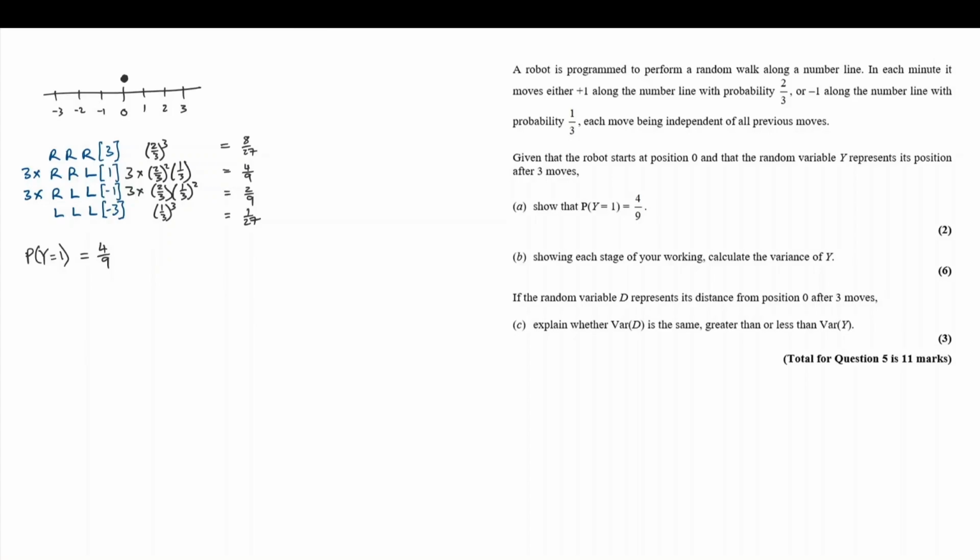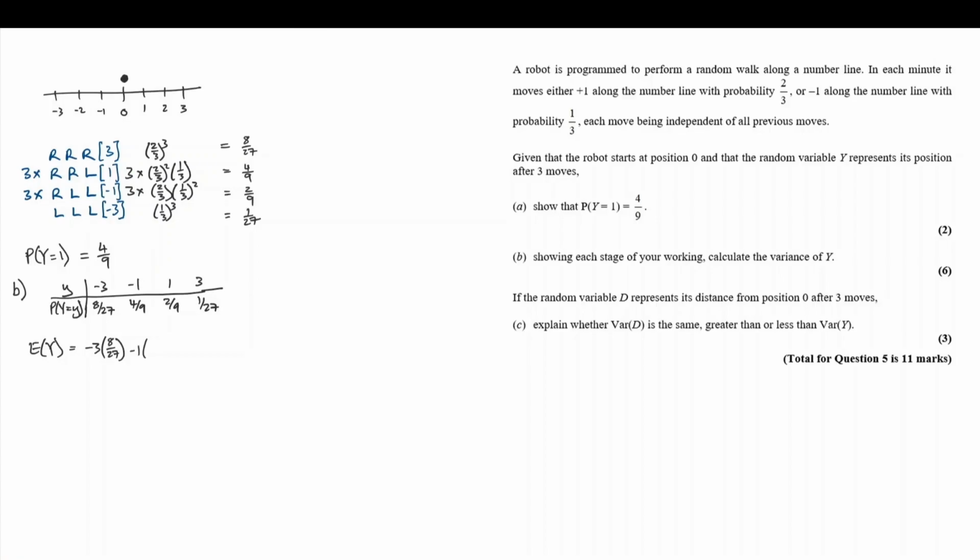Part B of the question asks us to show all of our working and calculate the variance of y. So this is why it was useful doing all of that systematic work ahead of time, because to find the variance of y, we need the probability distribution of y. That means we need all the possible outcomes and the probabilities associated with them. And that's basically what we did in the first part. So here we are, straight away, quite a few marks for being able to produce this distribution.